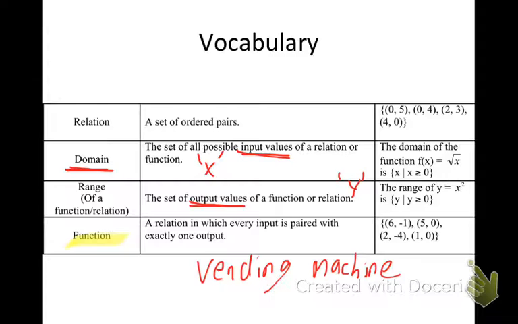Now here's the key phrase though. It has to be paired with exactly one output. So think about it here. When I have a vending machine, if I were to press A1 and there's a Snickers at A1, but there's some Chex Mix at B5, if I press A1, can I get both of those back out? No, I'm only going to get whatever is at A1. So each input has exactly one output. I'm never going to get two outputs from one input. Okay, that's a function. The x's cannot repeat essentially. One input for exactly one output.